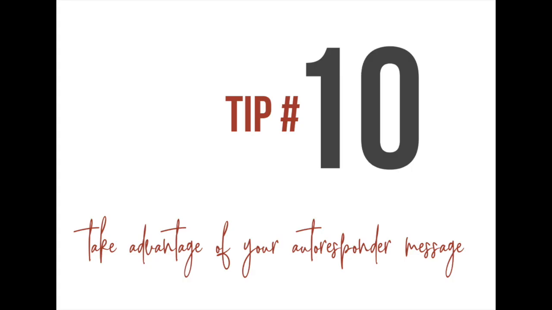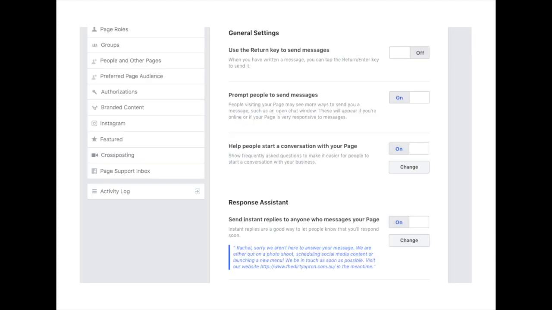Tip 10 is to take advantage of your autoresponder message. You can actually customize this so you can say quirky little things about your products. Say, for example, you've launched a new range of kombucha. You could pop in your autoresponder message, "Sorry, we're not here right now, we're just testing a new recipe," keeping it on point to your brand.